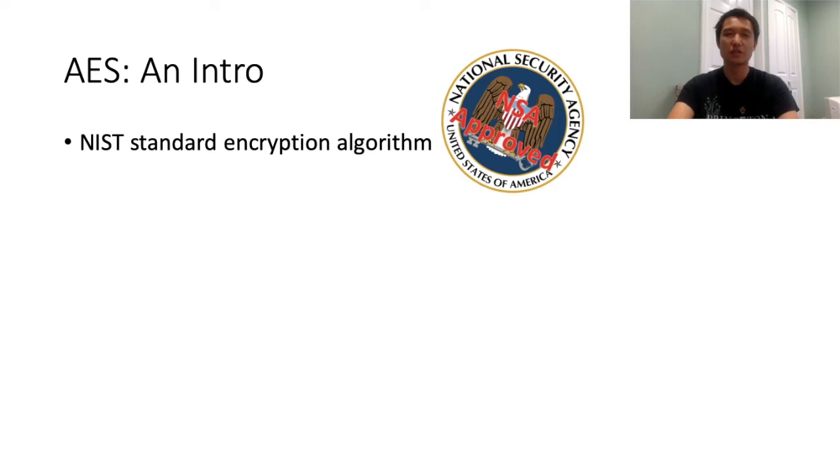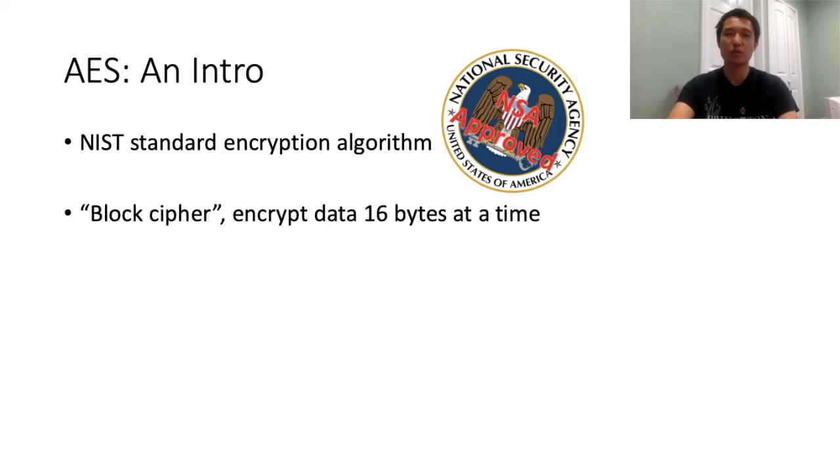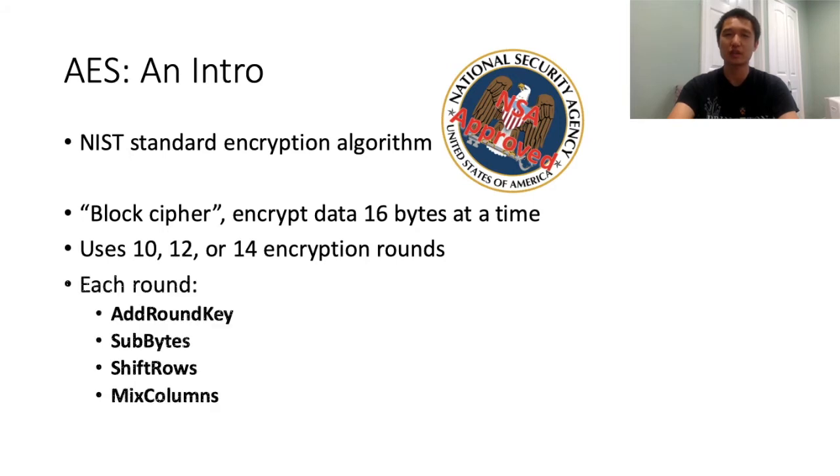AES is a block cipher, which means it encrypts data one block at a time, and the block size is 16 bytes. If the data is longer than 16 bytes, you have to slice it up and encrypt one block at a time. For this paper, we assume we only have one block. AES uses 10, 12, or 14 encryption rounds, and for one particular round, there are 4 steps: add round key, substitute bytes, shift rows, and mix columns.